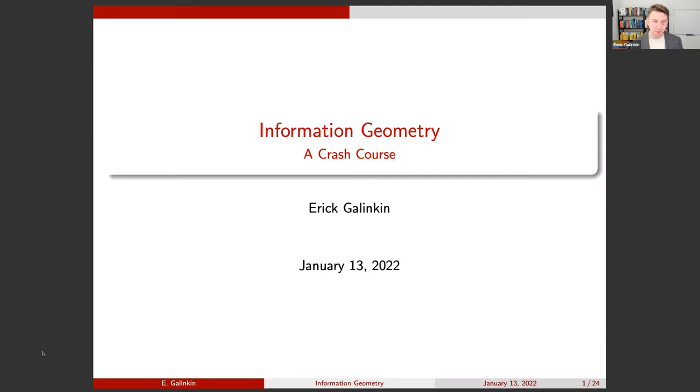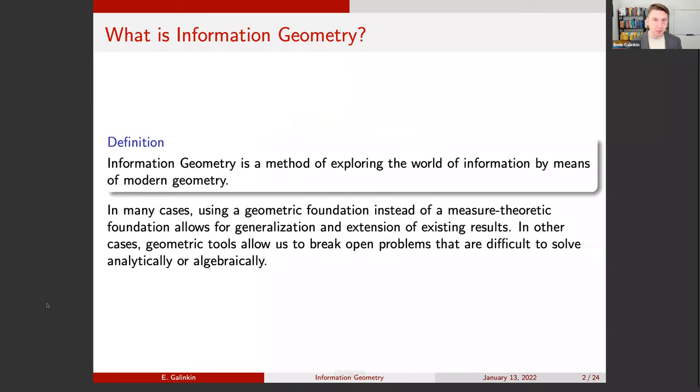Okay, so what is information geometry, right? Let's just get that out of the way off the bat. Information geometry, and this is from Shun'ichi Amari, who is one of the fathers of the field, is a method of exploring the world of information by means of modern geometry, right? And when we say modern geometry, that is a deliberately weaselly term, right? It means algebraic geometry, differential geometry. It means anything that we would consider beyond classical Euclidean geometry, right? So these are your studies of manifolds more than they are the studies of, say, triangles, right?